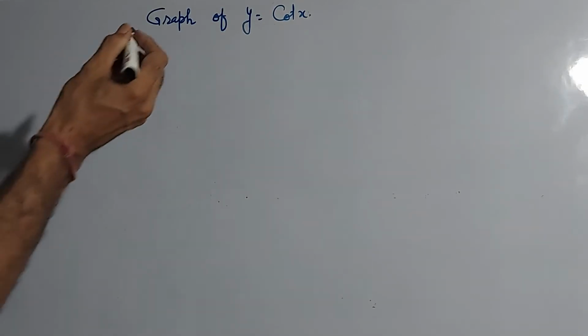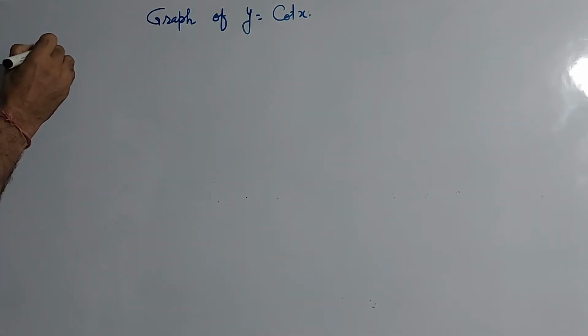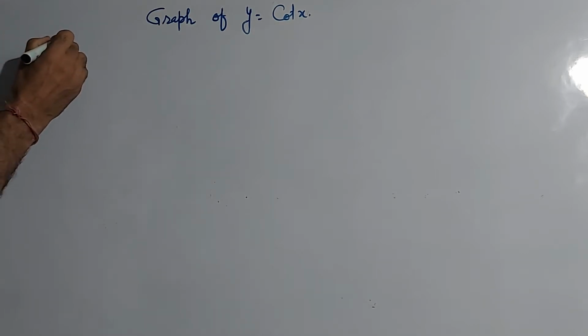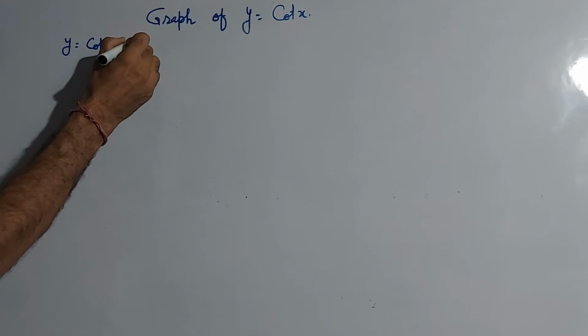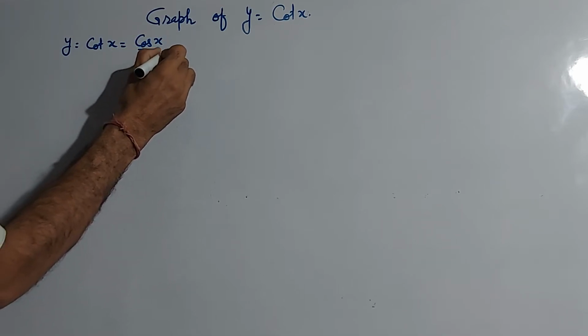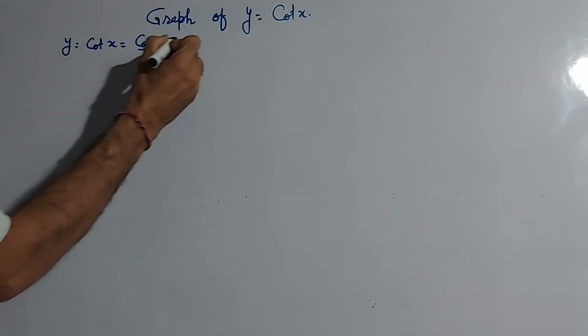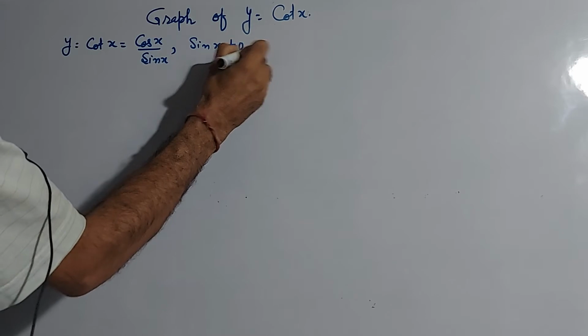Here we will see the graph of cot x. We know y is equal to cot x, and cot x is equal to cos x upon sin x. And this cot x is defined only if sin x is not equal to 0.